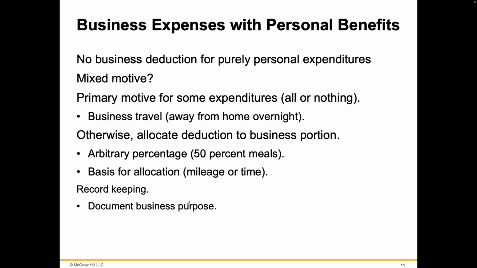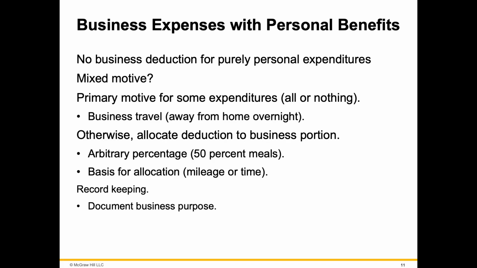No business deduction. So some more business expense rules here, especially with personal benefits. The IRS does not allow deductions for expenses that are purely personal in nature. So, for example, personal living expenses, non-business related travel, and purely personal meals. This rule ensures that business deductions are only allowed for expenses directly related to business operations.